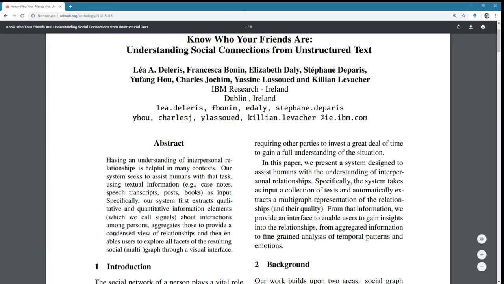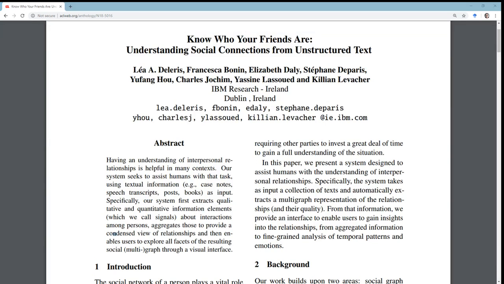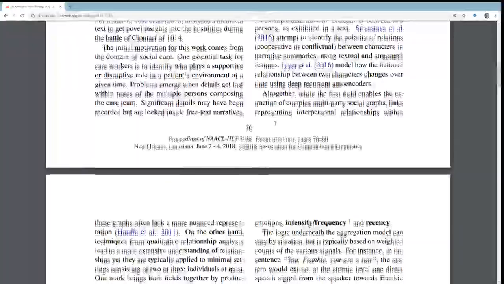So the paper is Know Who Your Friends Are: Understanding Social Connections from Unstructured Text, and you should be able to see the link in the description if you want to read along. I'll also try to keep the visual big enough so that you can see it. It's by Leah Delaris, Francesca Bonin, Elizabeth Daly, Stefan de Paris. Oh, that's an extremely French name. Yufeng Ho, Charles Joachim, Yassine Lassaud, and Kilian Lavache. It is from IBM Research in Ireland, and this is a paper from this year.